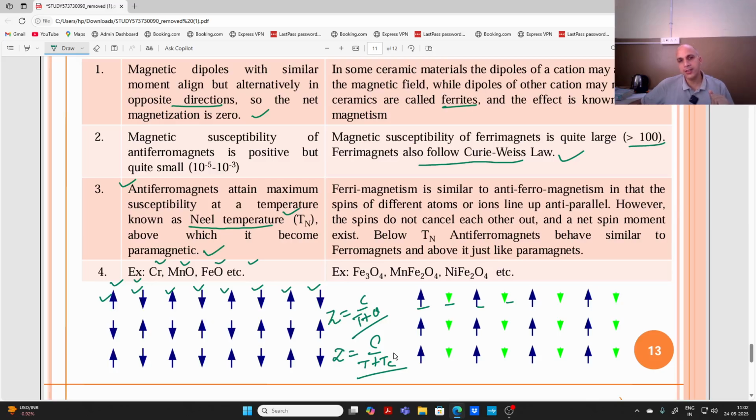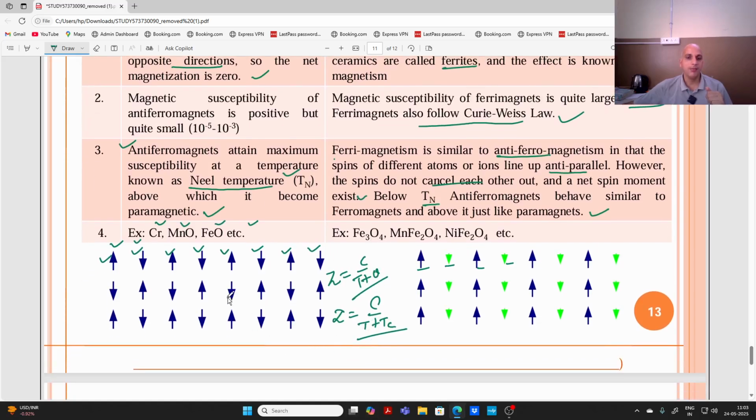If we increase the temperature, it will decrease. You can see here ferrimagnetism is similar to anti-ferromagnetism in that the spins of the different atoms or ions line up anti-parallel. However, the spins do not cancel each other, as I said, and there is a net magnetic dipole moment. Below Tn, the Néel temperature, ferrimagnetics behave similar to ferromagnetics, and just above it, they are paramagnetic. So these are our examples. You can see here these are the different compounds which are ferrimagnetic. These are known as ferrites.